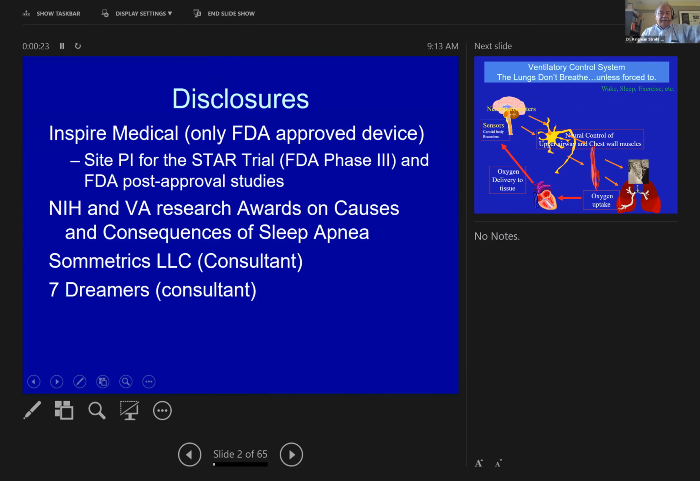So we're going to talk about treating sleep apnea. I have been involved with the Inspire for a long period of time. It's winding down, but I was involved in some of the research in the original trials. I have research in this stuff. So metrics is the negative pressure around the neck, and 7 Dreamers is something called a nasal device, which we'll see.